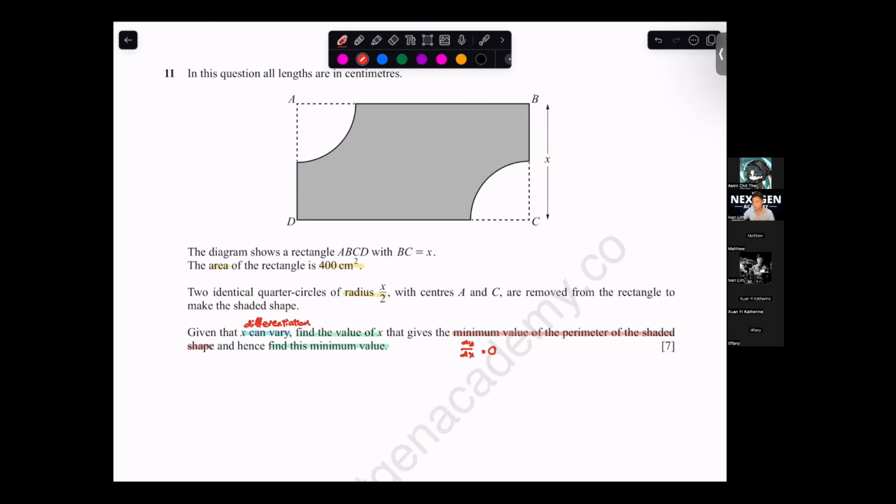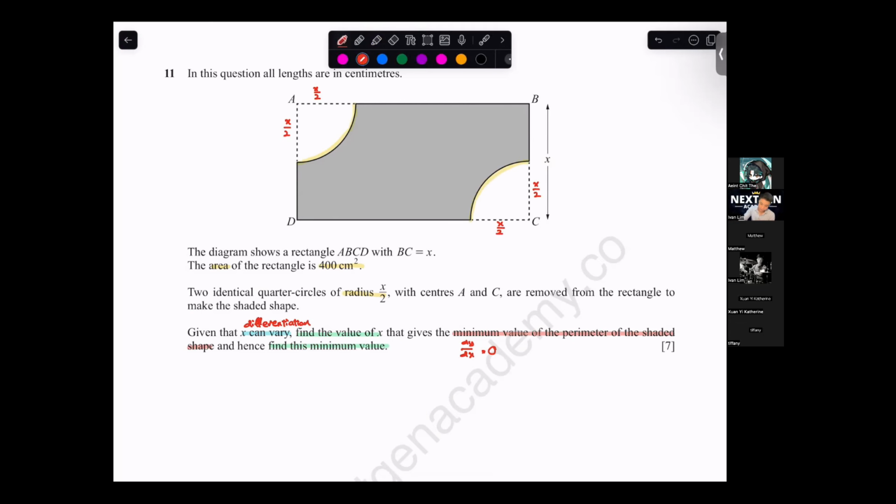Let's see what they give us first. They give us here x over 2. All this is x over 2, x over 2, x over 2, x over 2. They want us to find an expression for the perimeter first. Let's find this part first, this yellow part.